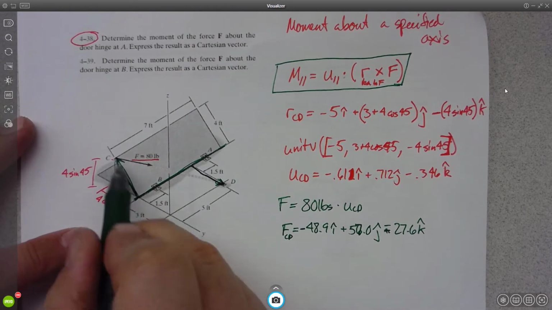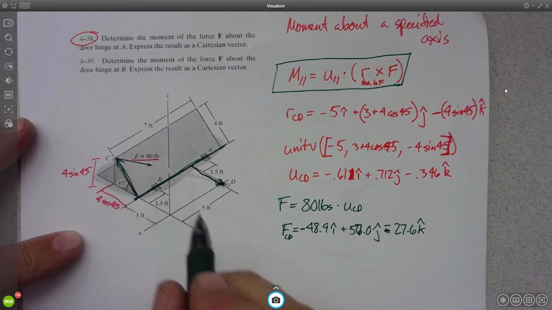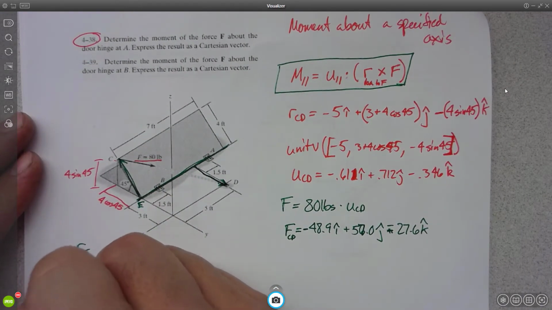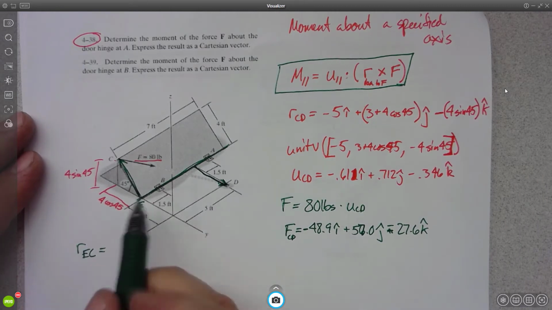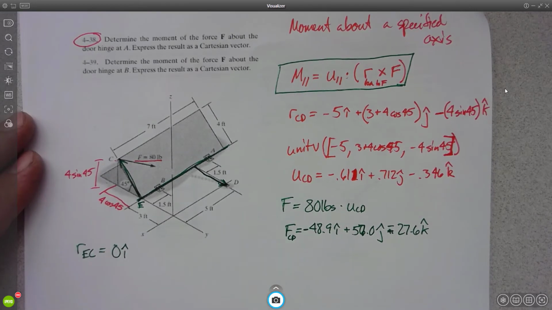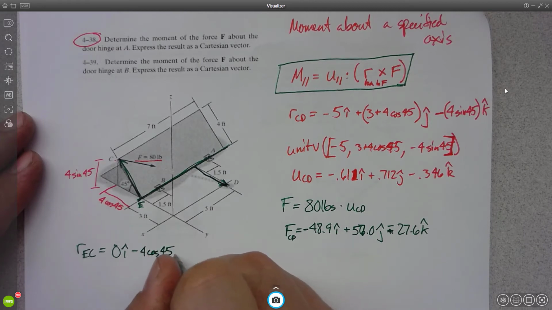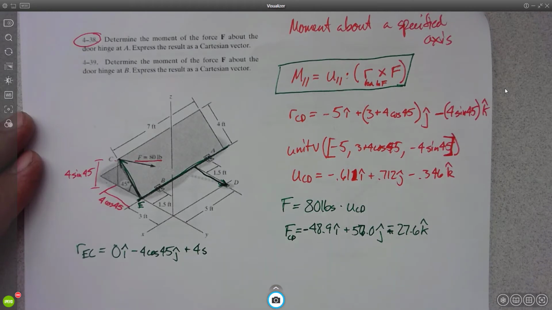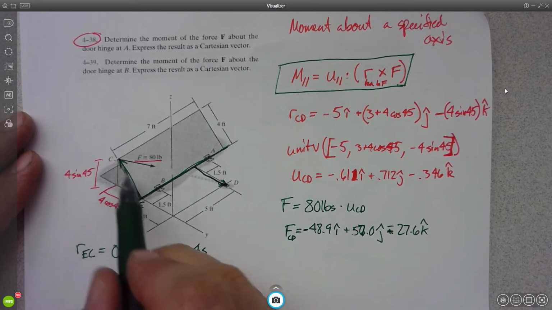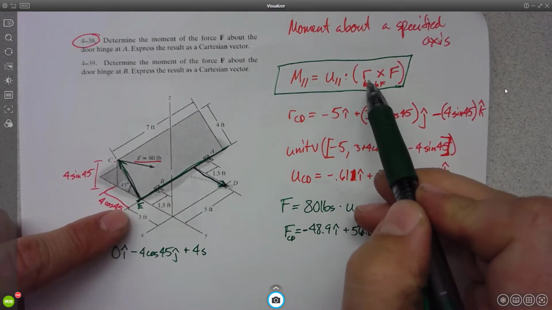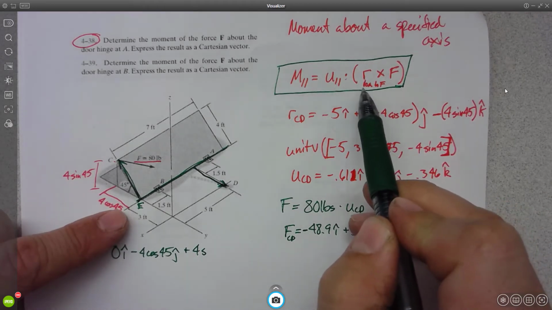So let's figure out what this vector here would be. I'm going to call this E. I don't think we have an E on here. So REC, we're going to go 0 in the x direction, and negative 4 cos 45 in the j direction. It doesn't matter if you're going from C to E or E to C, because the vector we're looking for here is the line of action.